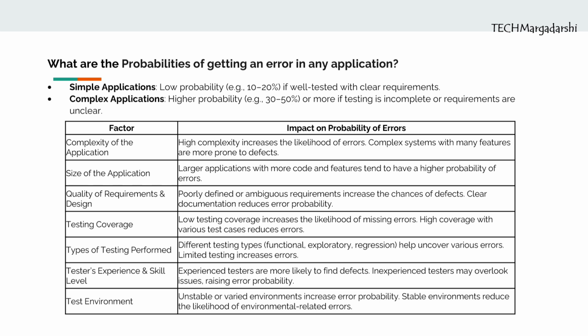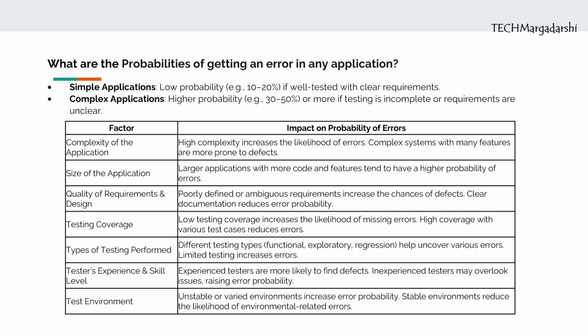For complex applications where requirements may not be well defined or testing is incomplete, the error probability can rise much higher, even 30 to 50% or more. Several factors influence these probabilities. Complexity of the application: the more complex the system, the greater the chance of defects. Size of the application: larger applications with more code and features naturally carry a higher risk.